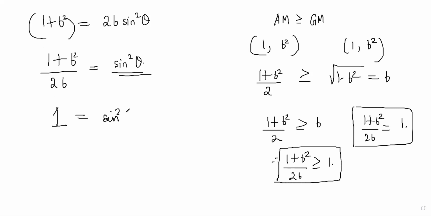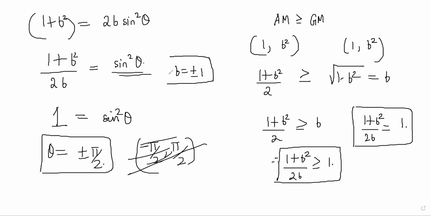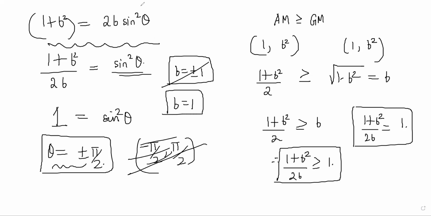So 1 is equal to sine square theta, so theta has to be plus minus pi by 2. That is a possible answer between minus pi by 2 and pi by 2, and also between minus pi and pi. We also know the value of b from here. We have to ensure that b square is 1, so b can be plus or minus 1. But it cannot be minus 1 because it was given to be positive. So b has to be 1 and theta has to be this. The question must have been this, because in the other case you will not get any real value; you will get some unknown only.